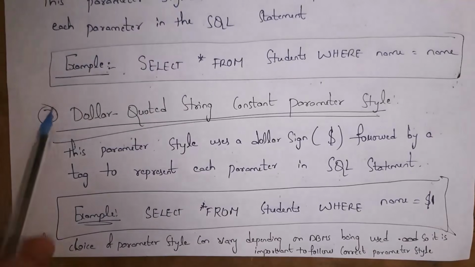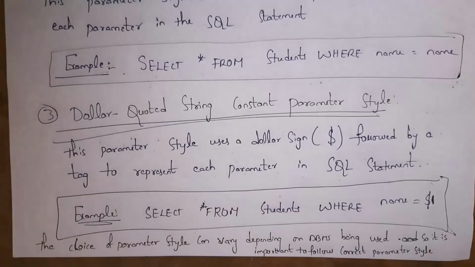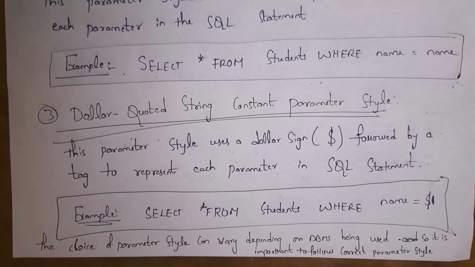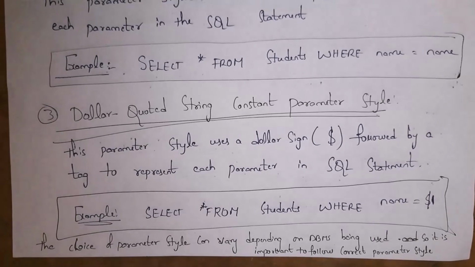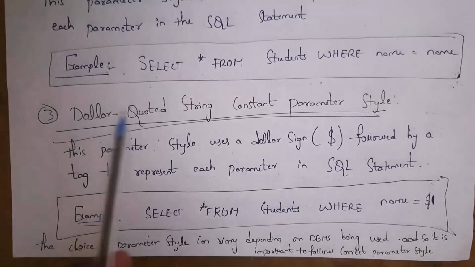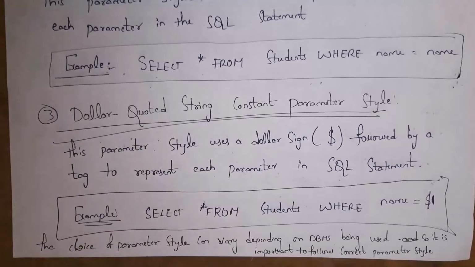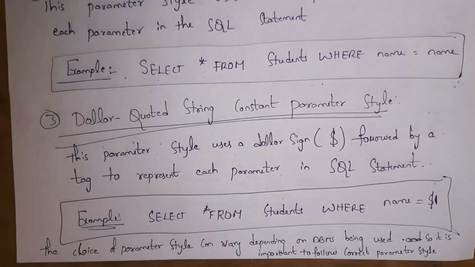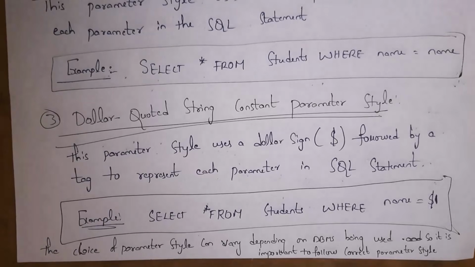And the last one is the dollar quoted string constant parameter style. The name itself says dollar quoted. That means it will use the dollar sign in order to represent each parameter in the SQL statement. This is an example: just write select star from students where name equal to, here I wrote $1, where this dollar represents the dollar quoted string constant parameter style. Guys, we can choose different parameter styles based on the different database management system software. If we choose the correct parameter style, then it will display the correct result.